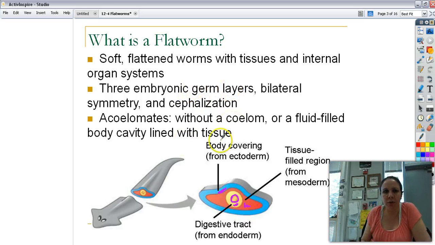They have bilateral symmetry, so if I chop them down the middle, they have a left and a right half that are the same. And they have cephalization, which means they have something that resembles a head. They are acoelomates. A means without, the coelom means a body cavity. So they're without a coelom, or a fluid-filled body cavity lined with tissue. So their body cavity, well, they don't have one, it's just a gut surrounded by tissue.